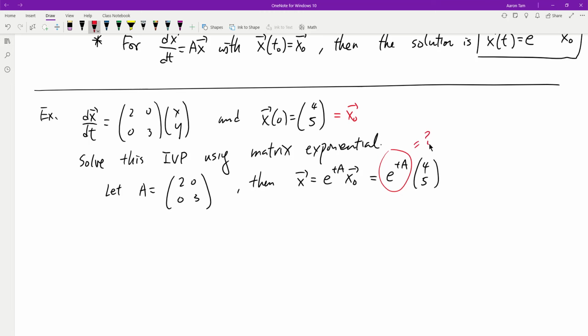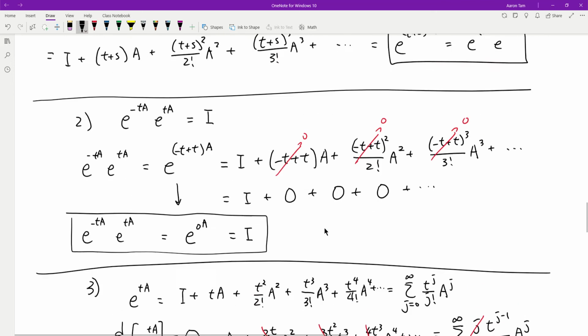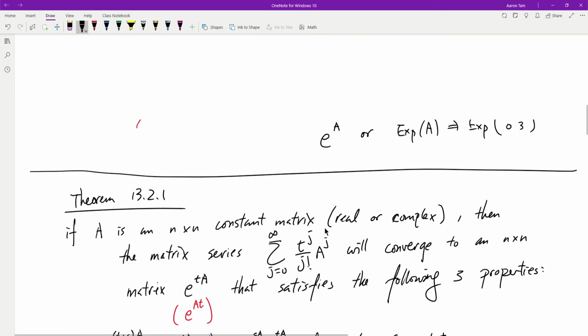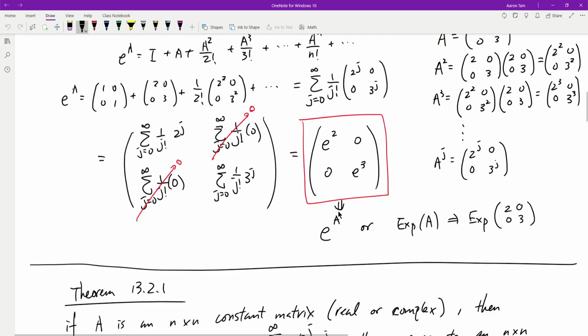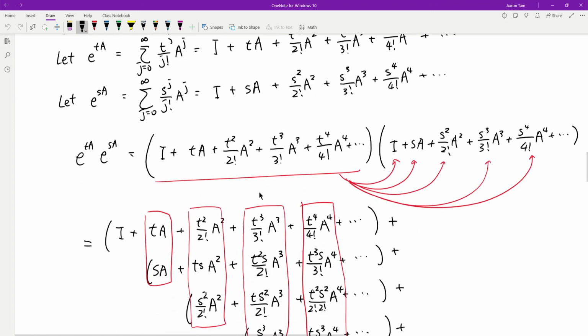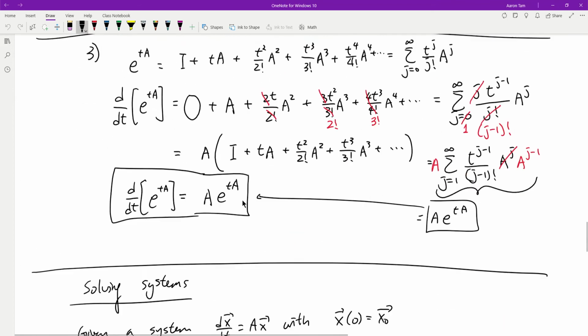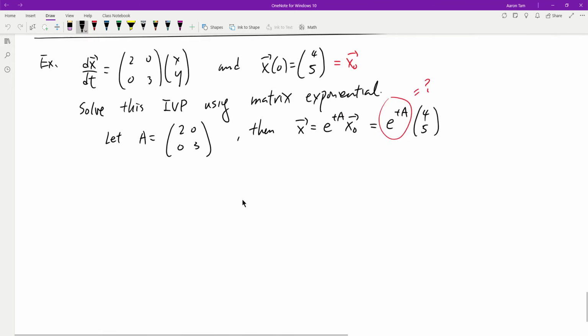Which actually is not hard to do, because we already know what this is since we did that example up here. So we actually know the matrix exponential, but I'm just going to go through the process here and see if we can figure it out, because it's probably going to be just like that. So let's try to do this. Let's say we want to find this.